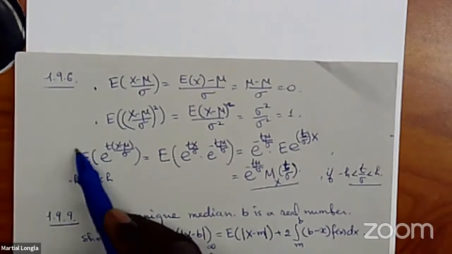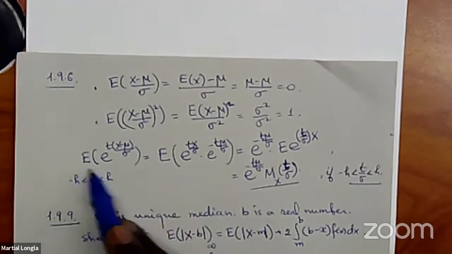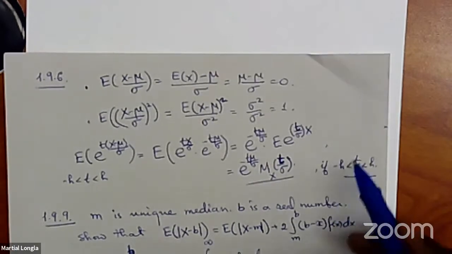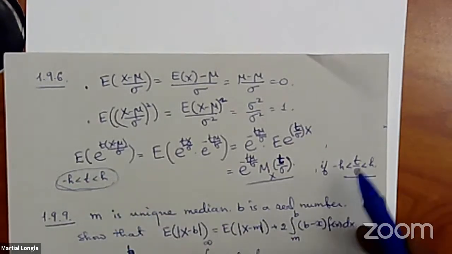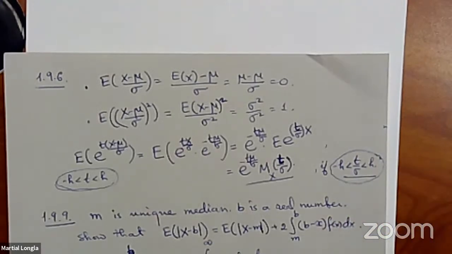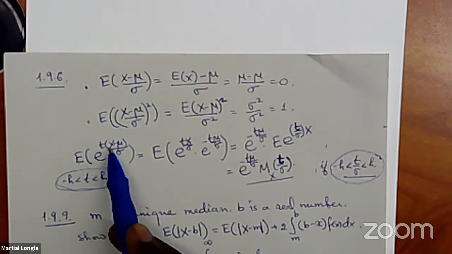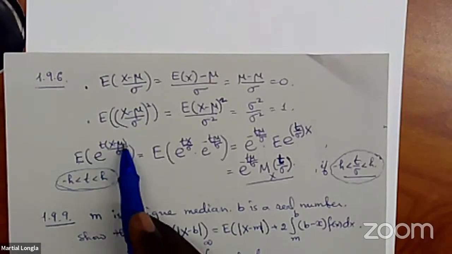Now here, when we want to show that this thing is equal to e to the negative t mu over sigma times the moment generating function evaluated at t over sigma, you need to remember one thing. There is a range that is given to you in that problem that needs to be used. If you are not using it in your answer, you know there is something wrong with what you're doing. So if you start the problem, you want to find the expected value of e to the t times x minus mu over sigma. That's what the moment generating function is for x minus mu over sigma.